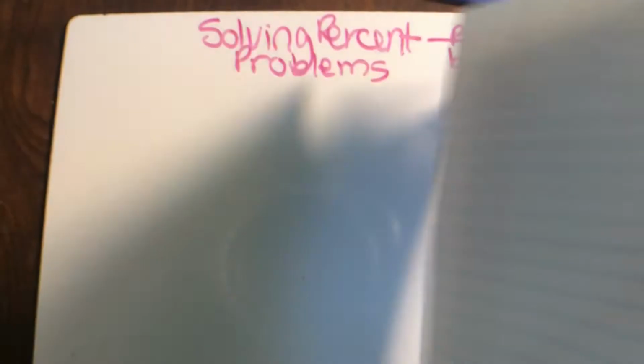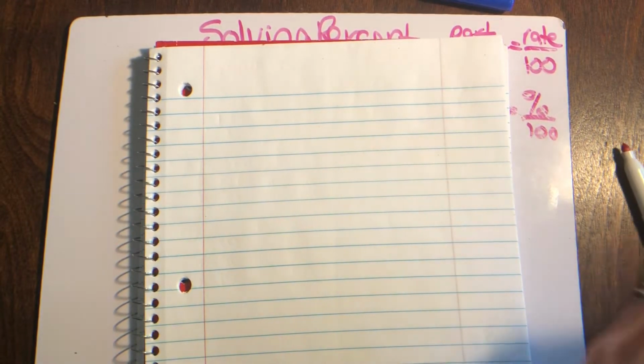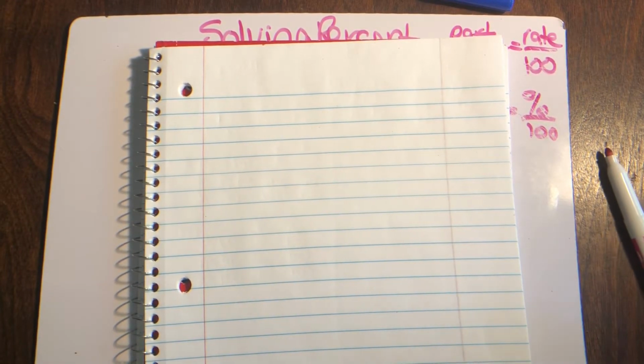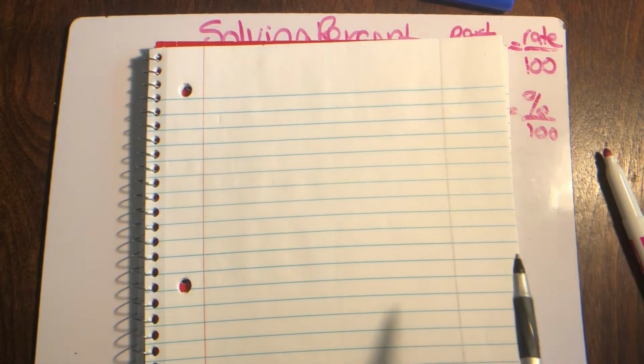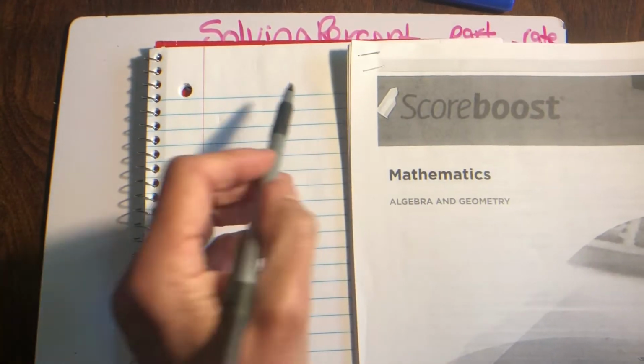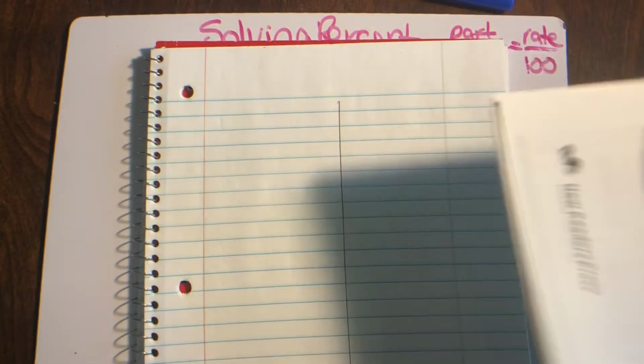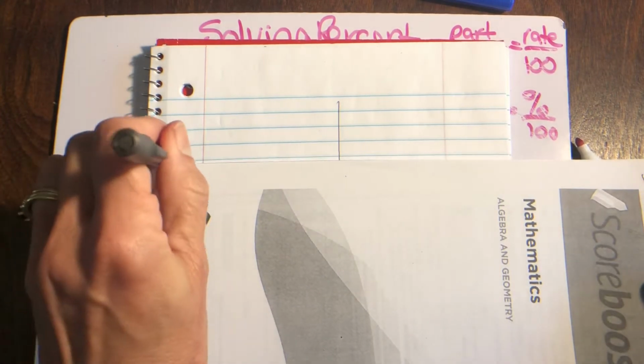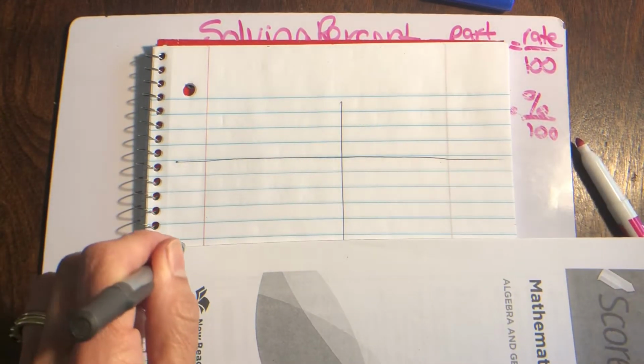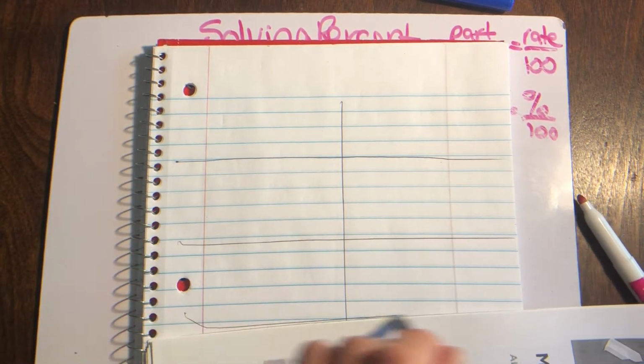So turn to a new page. I like to write on the back, but you can do whatever you want. And let's go ahead and set your page up. So get yourself a straight edge or a ruler or something and make yourself a grid. And then get your pencil and let's get started.